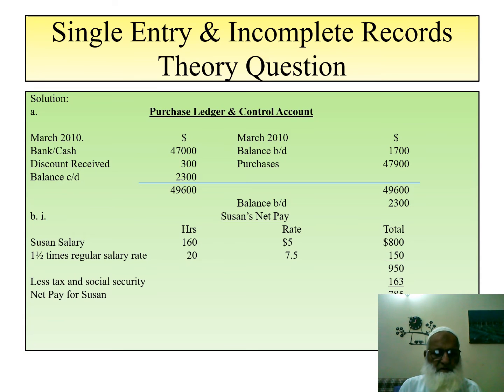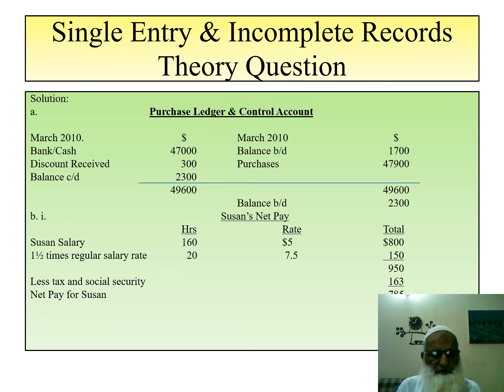And the balance brought down was $1,700, which shall be on the credit side, and the discount received, in the previous slide we have learned, during the purchases was $300, and it is a kind of income. But the total purchases which is given is 47,900. You can go and check the amount 47,900. Okay, and the balance brought down was 2,300.